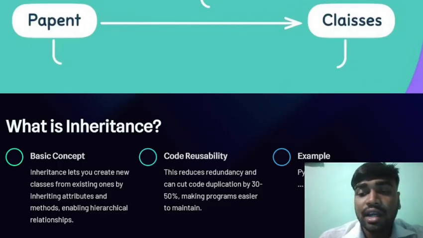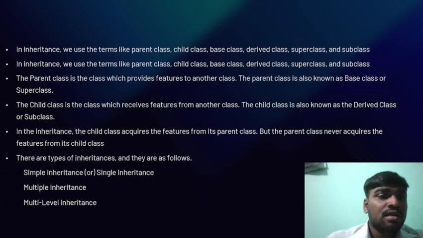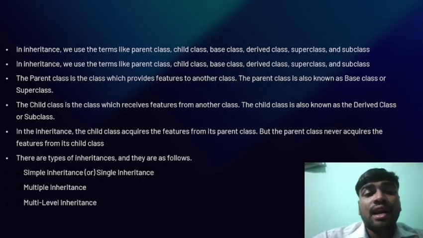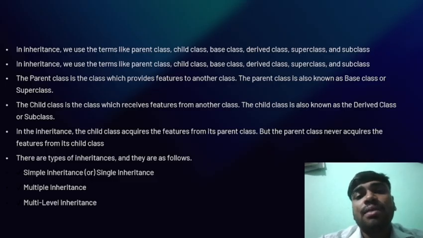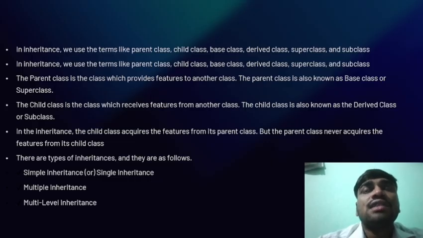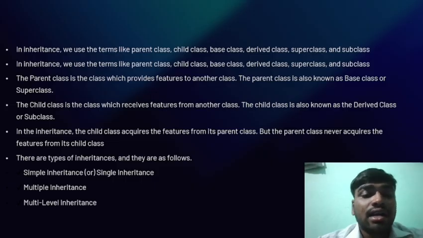Animal is a parent class, and class Dog is a child class. Parent class is the class which provides features to another class. The parent class is also known as the base class or super class. Child class is the class which receives the features from another class. Parent class gives the features, child class takes the features from that, but parent class never acquires features from the child class. This is the main thing.